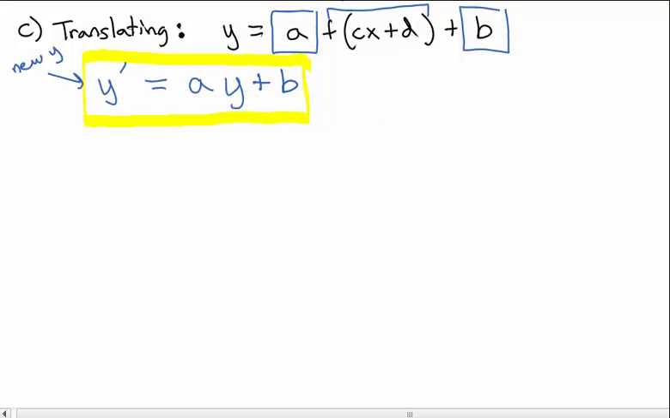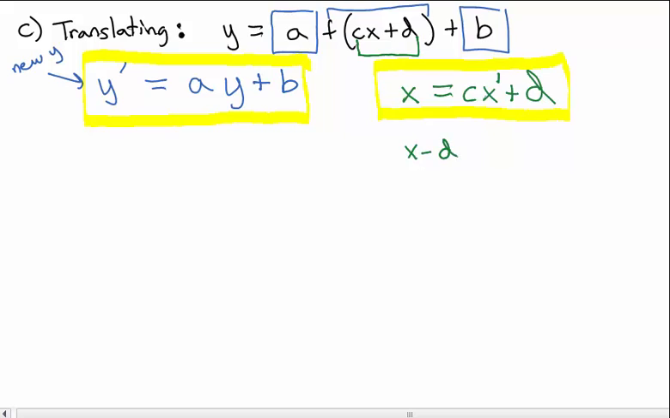The x stuff all comes from inside the function, how the inside is being manipulated. And the inside is backwards. So it's not actually going to give us the new x, it's going to give us the old x equals the cx plus d. But this time the prime is on the inside. And so we're going to have to solve for the prime. So if we subtract d and divide by c, we find out what x prime is actually equal to. And that gives us that opposite relationship, because we had to solve the x's.